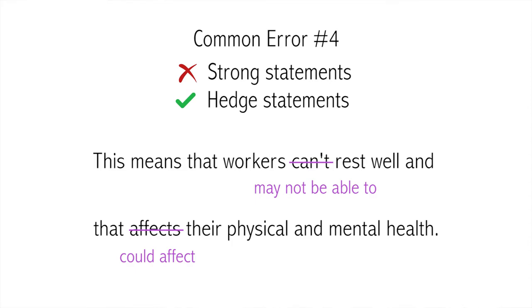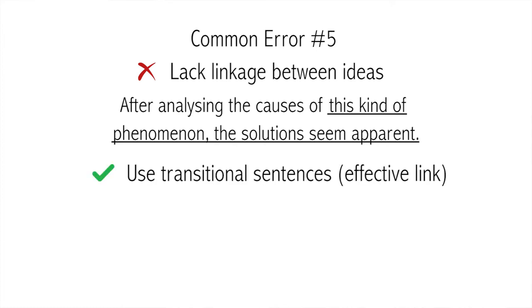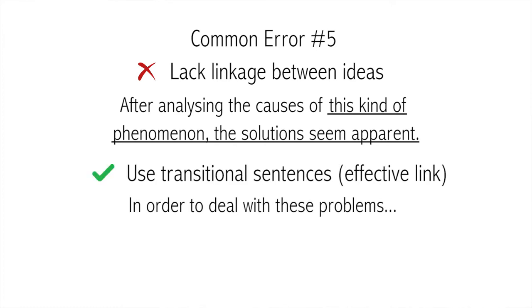So now we need to start writing the first solution. How? First, we need a link from the problems you have written about to the solutions. But I wrote, after analyzing the causes of this kind of phenomenon, the solutions seemed apparent. But that's not very clear, is it? What do you mean, this kind of phenomenon? And the solutions seem apparent? They're not apparent to me. You need a more effective link. You could begin with, in order to deal with these problems.